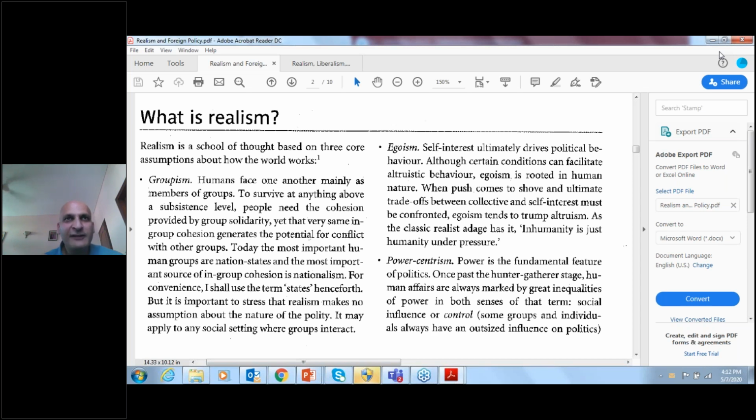Groups automatically generate fear in other groups. That is, if you are a powerful group, you automatically generate fear in someone else. Okay? Why? Because of the second assumption of egoism that realism makes. Egoism is that ultimately people are self-interested. When push comes to shove, egoism always tends to trump altruism, right? Because egoism, apparently, according to realism, is rooted in human nature.